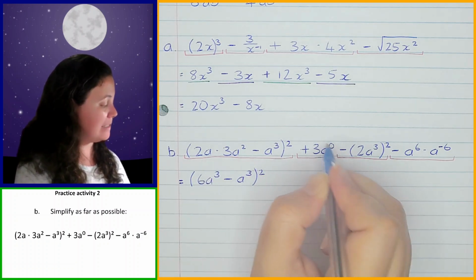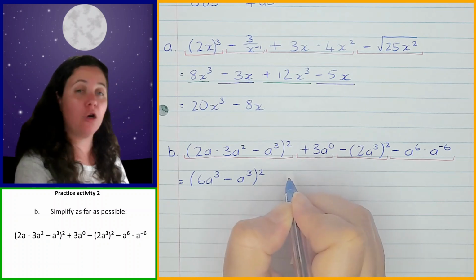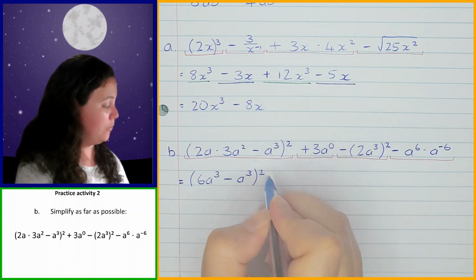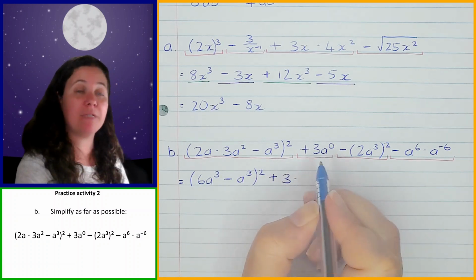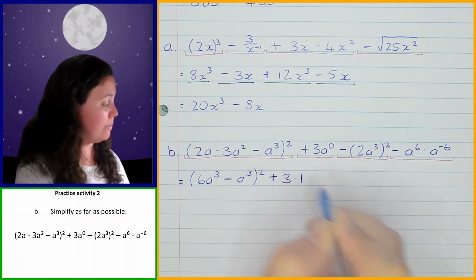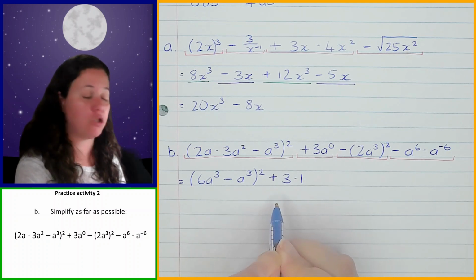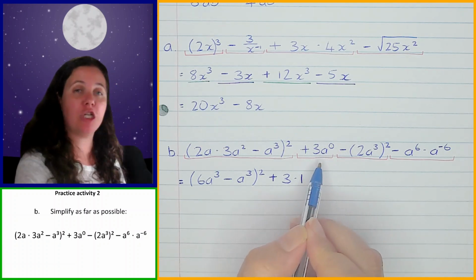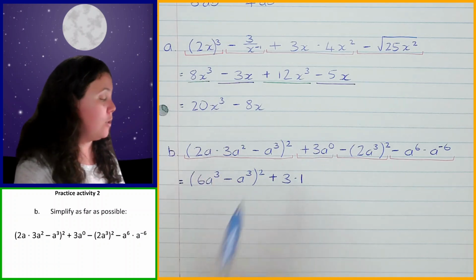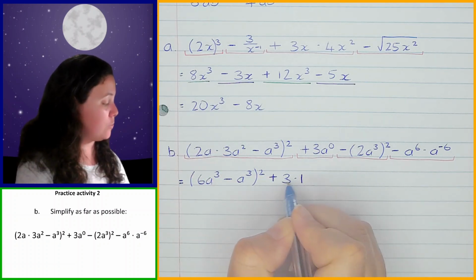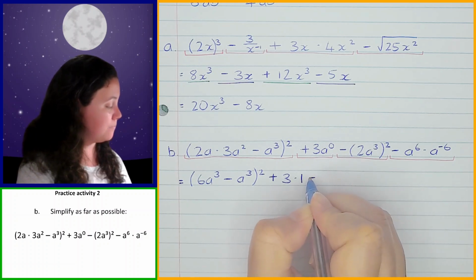Then over here, my second term, I can go and simplify this a to the power of 0. So that's plus 3 times anything to the power of 0 is 1. So it's 3 times 1. Please be careful, the whole thing isn't changing to 1. Only the a to the power of 0 is changing to 1 because it's not in brackets. So the 3 is not being raised to the power of 0. The 3 is just 3. Okay, so it's 3 times 1, and then minus.